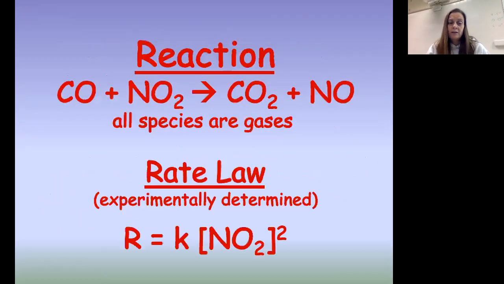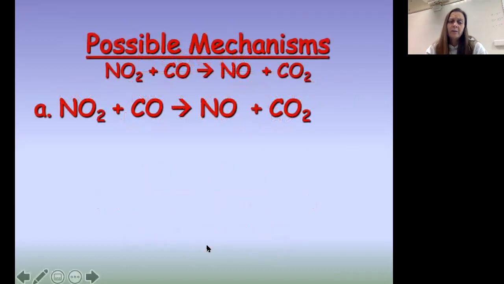So if we're looking at this reaction, carbon monoxide, nitrogen dioxide, carbon dioxide, and nitrogen monoxide, we experimentally determine that the rate law is R equals K times nitrogen dioxide squared. Okay, so that tells us that the slow step must have 2 nitrogen dioxide molecules and nothing else, because there's nothing else in this rate law. So we're going to look at possible mechanisms.